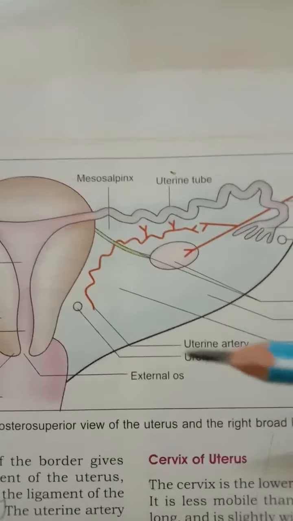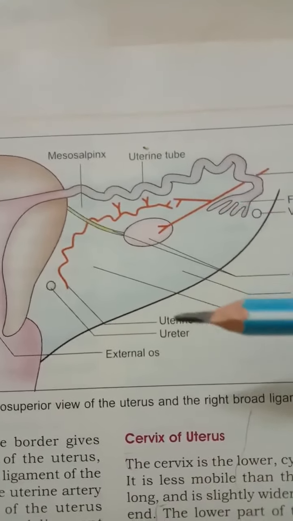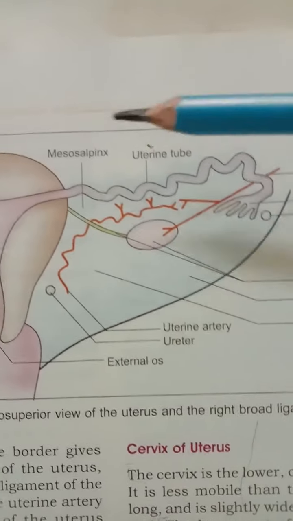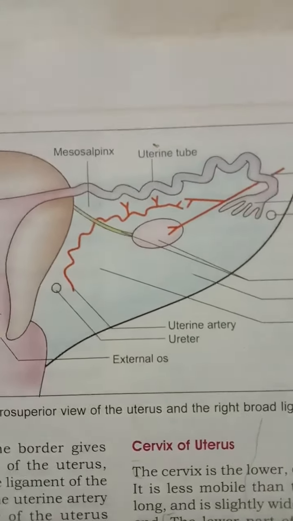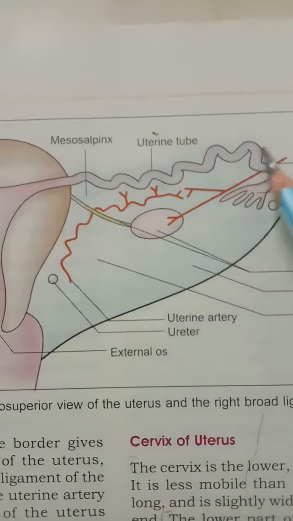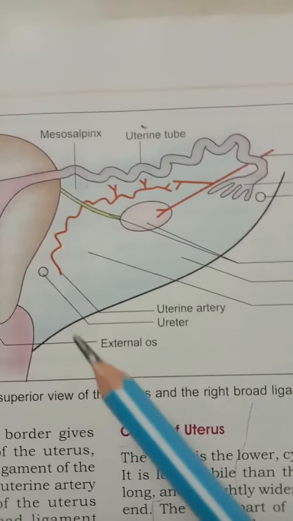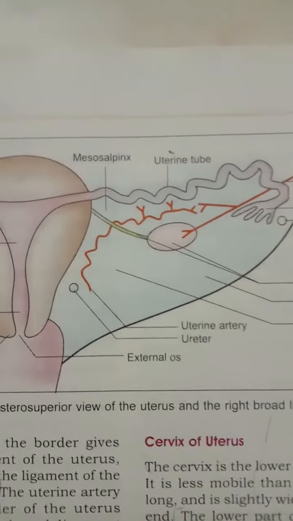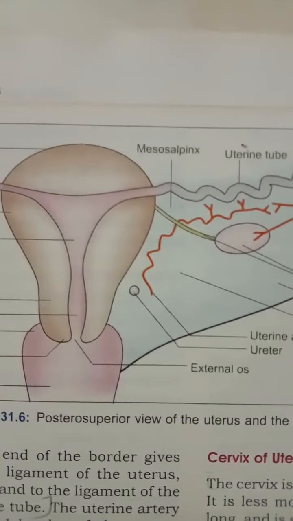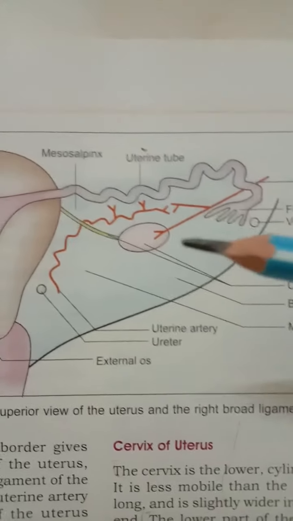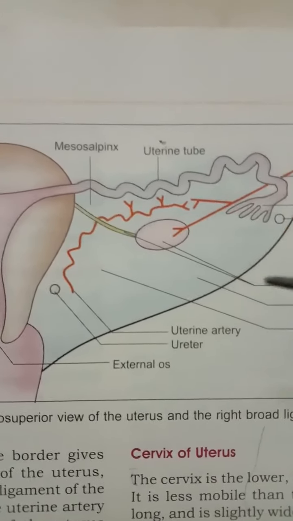When the bladder is distended, it forms the two surfaces. This is the anterior surface, and posterior to it is the posterior surface. Then the two borders: the upper border, this one, and the inferior or lower border, this one. Then the parts of the broad ligament. The broad ligament should be divided into four parts.